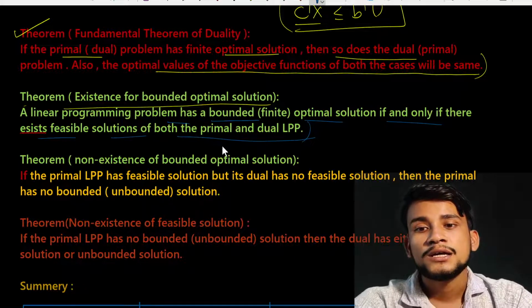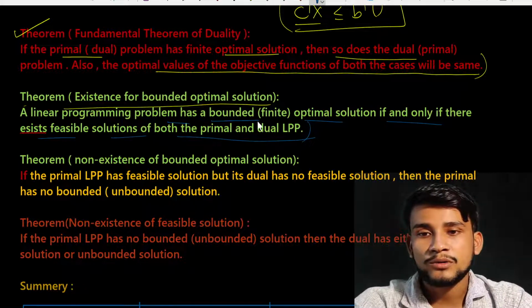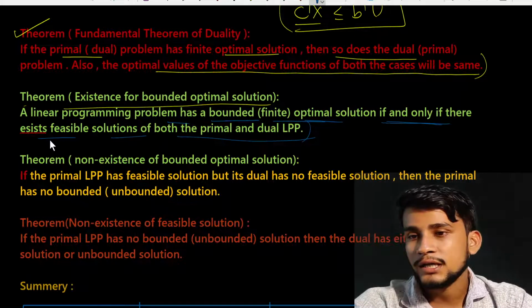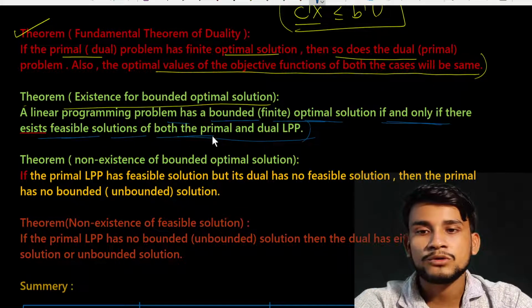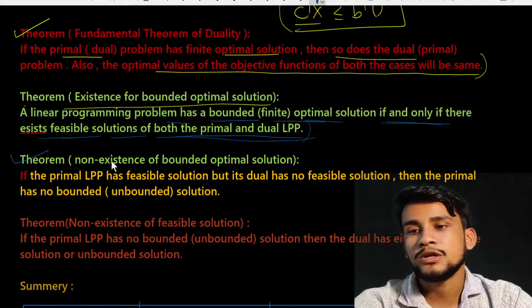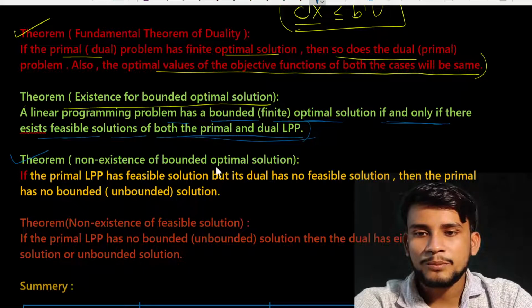That means in this case, both linear programming problems have a bounded optimal solution if and only if there exists a feasible solution for both the primal and dual LPP. Okay, so this is a clear-cut theorem. And the next theorem is the non-existence of bounded optimal solution.